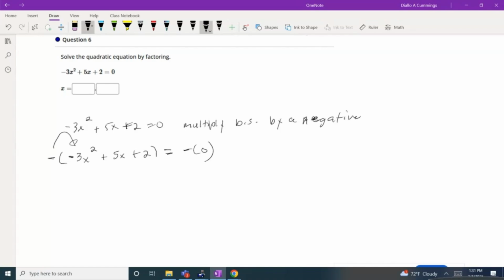So now I'm going to distribute. A negative times negative 3x squared, that's positive 3x squared, which is what we want. A negative times a positive 5x is negative 5x. A negative times a positive 2 is negative 2. And 0 is neither negative nor positive. So now we have our equation in the correct form.